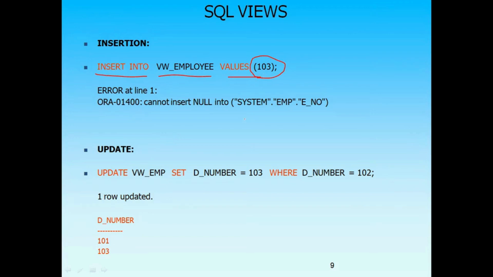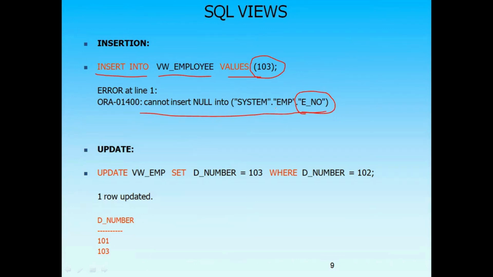As you know, there are only two records in the view with the two departments, 101 and 102. Now I'm trying to insert a third department, that is 103. Now see what problem will occur here. What is the error? Cannot insert null value into employee number. Because we have skipped employee number here, and employee number is the primary key in my base table.